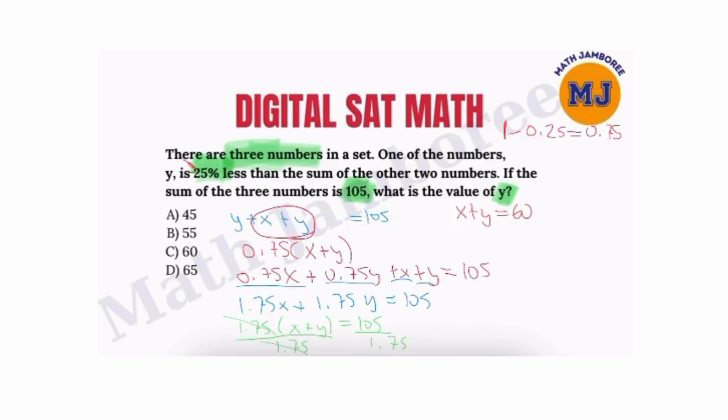Now, how to find y? You know, y plus x plus y gives us 105, remember, and x plus y gives us 60. They cancel each other out, which means we have to take away 60 from 105, which is 45 for y. The choice A is the correct answer.